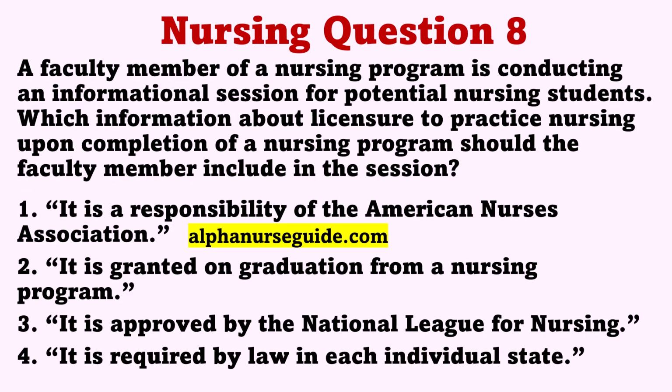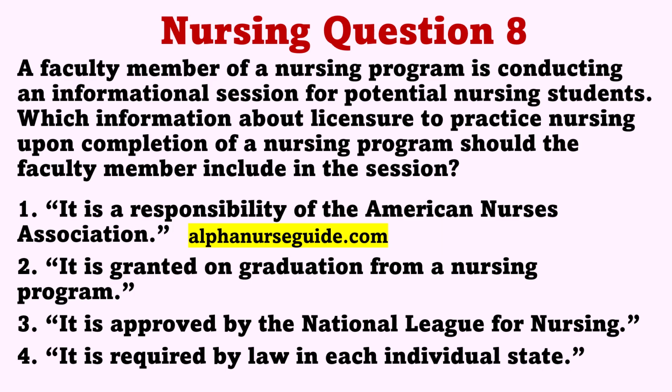A faculty member of a nursing program is conducting an informational session for potential nursing students. Which information about licensure to practice nursing upon completion of a nursing program should the faculty member include in the session? 1. It is a responsibility of the American Nurses Association. 2. It is granted on graduation from a nursing program. 3. It is approved by the National League for Nursing. 4. It is required by law in each individual state.